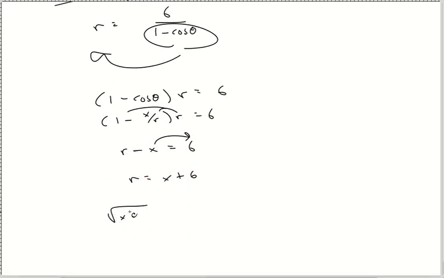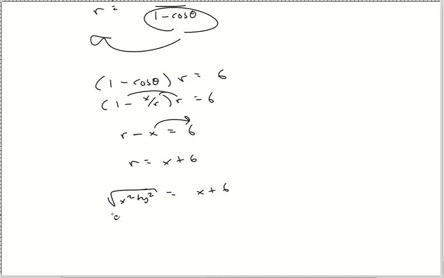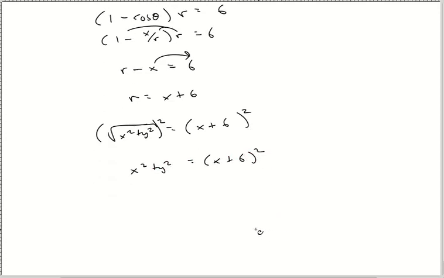Well, I know that r is the square root of x squared plus y squared. And then I'm going to square both sides. This is just a copy-paste problem here. And then, would they accept this right here as your answer? I'd say probably, but again, that's for you to decide. I'm going to keep going.